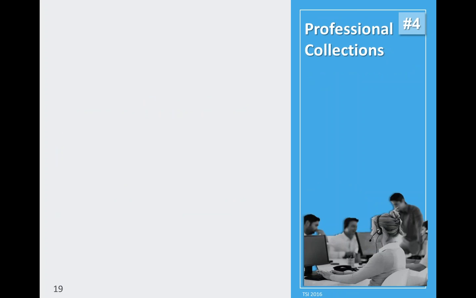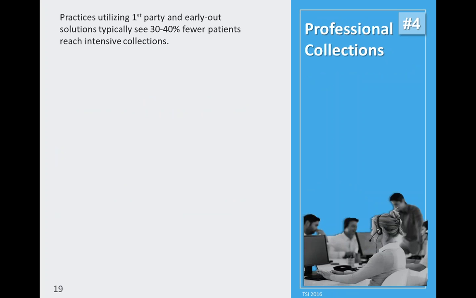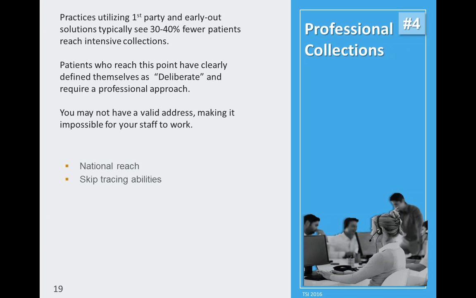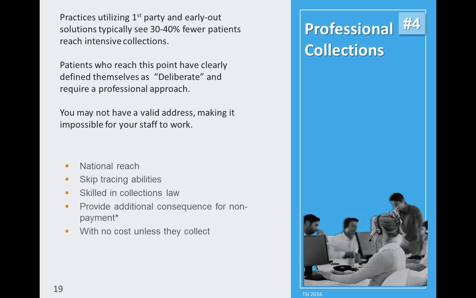And finally, professional collections. When practices properly use first-party and early-out solutions, 30 to 40% fewer patients typically will reach this point. However, those who do reach this point have clearly defined themselves as the deliberate and require a professional approach. In some cases, you may not have a valid address, making it quite impossible for your staff to work. Professional collections provide national reach, skip tracing ability, they're skilled in collections law, and provide additional consequence for non-payment with no cost unless they collect.